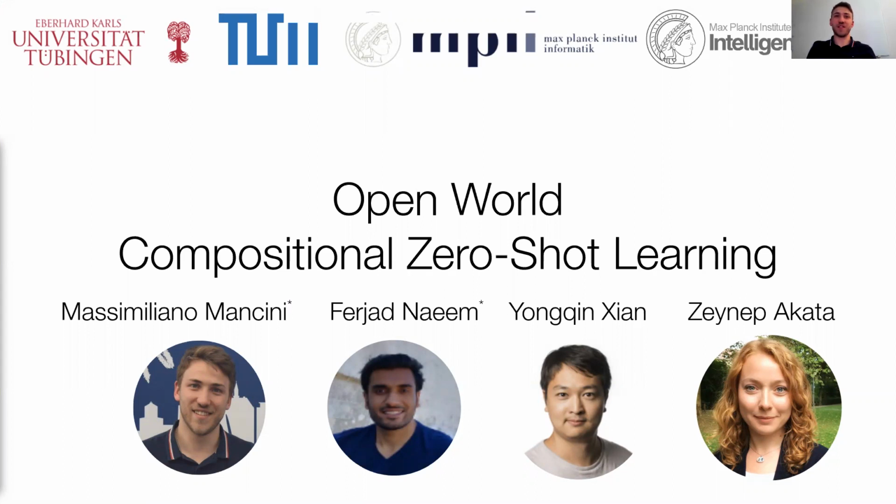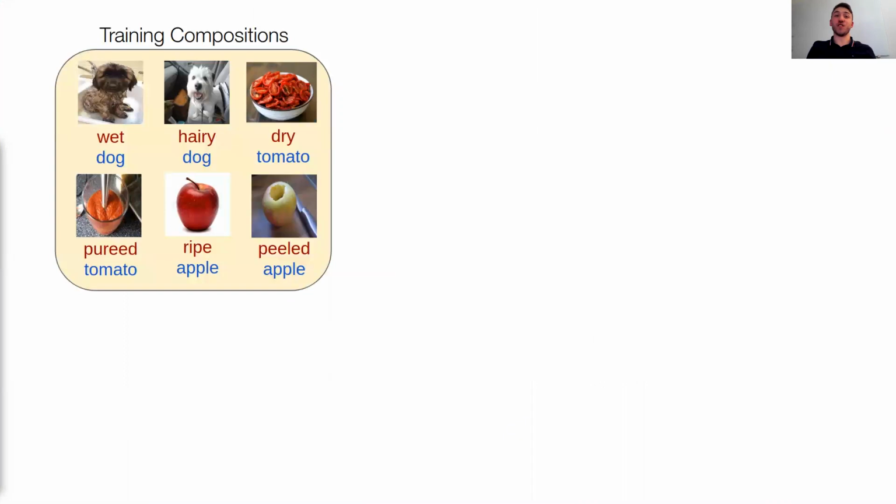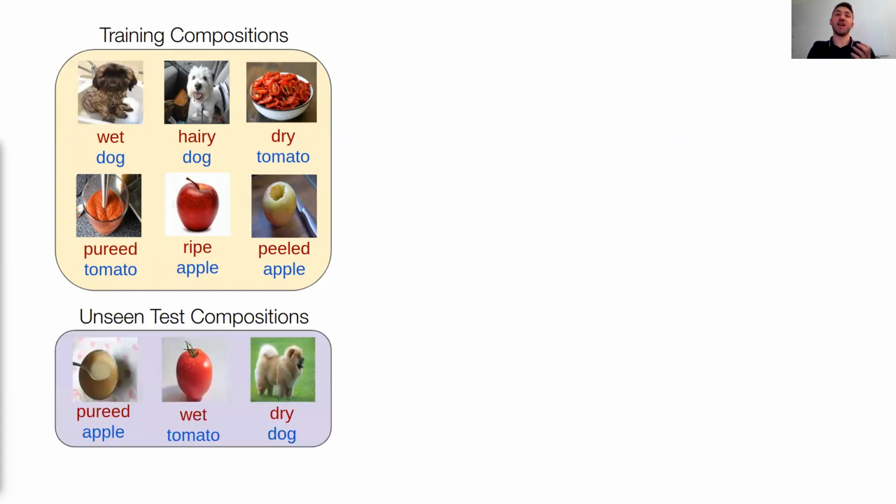The goal of Compositional Zero-Shot Learning is to learn a model able to recognize the object and the state present in an image. To do so, we are given a training set with some compositions of objects and states of interest, and at test time, we want to classify both seen and unseen compositions of the same objects and states. There is a problem though with this setting, which is the assumption that the unseen compositions we will face at test time are known a priori.